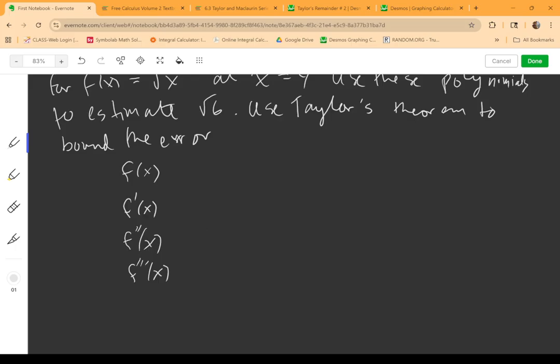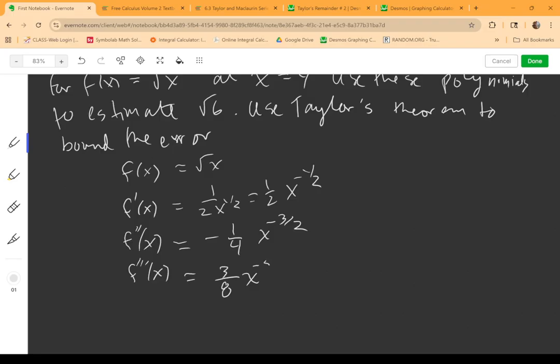Okay, so our function is square root of x. The first derivative is 1 over 2 x to the 1/2, or 1/2 x to the negative 1/2. The second derivative will be negative 1/4 x to the negative 3/2. And then our third derivative, one more time, 3 over 8 x to the negative 5/2.